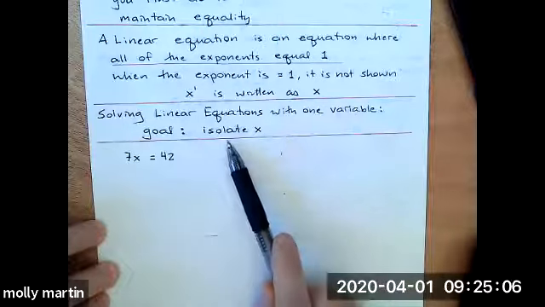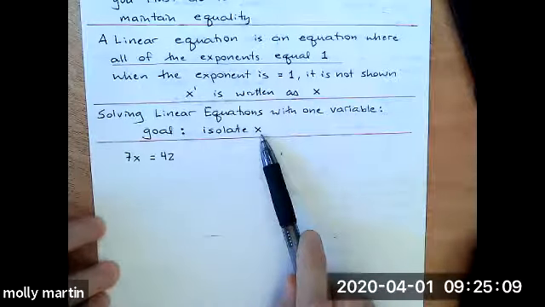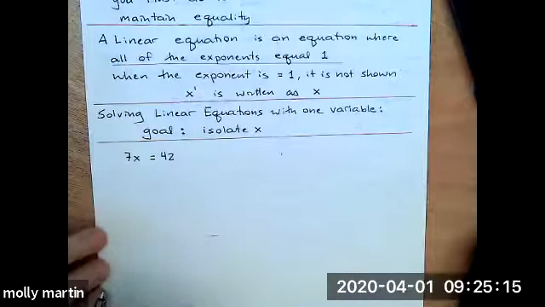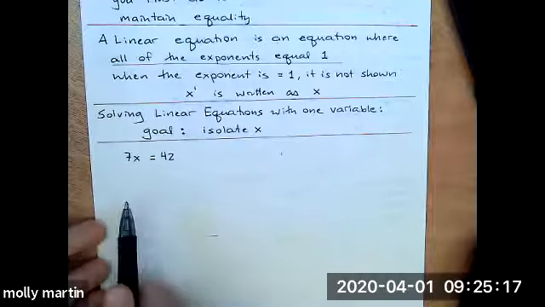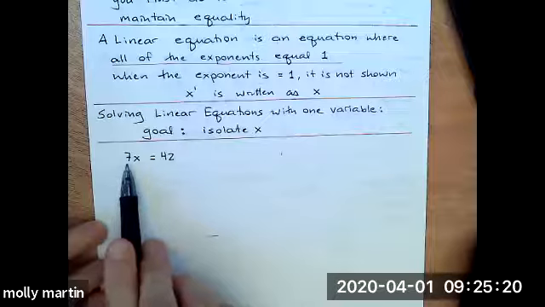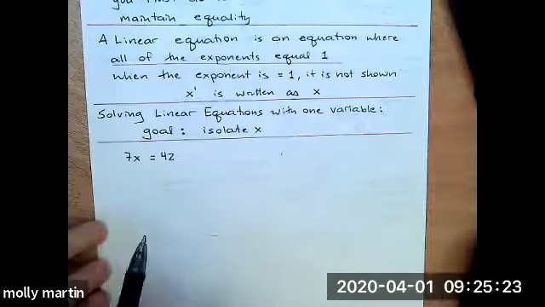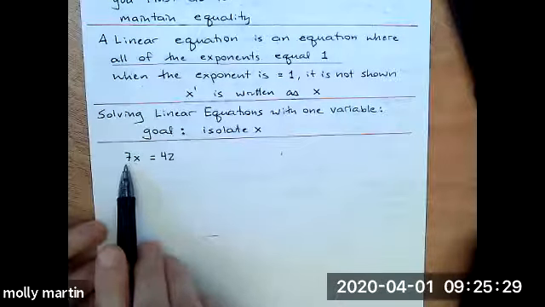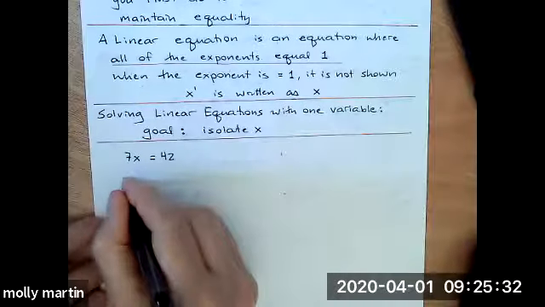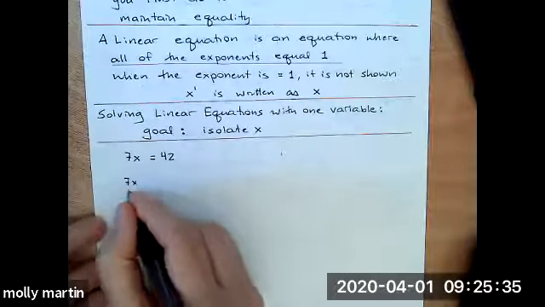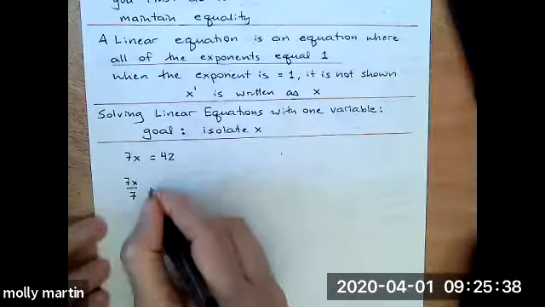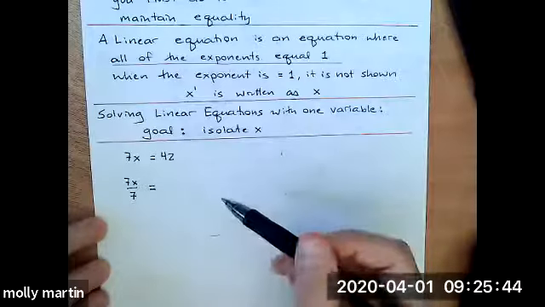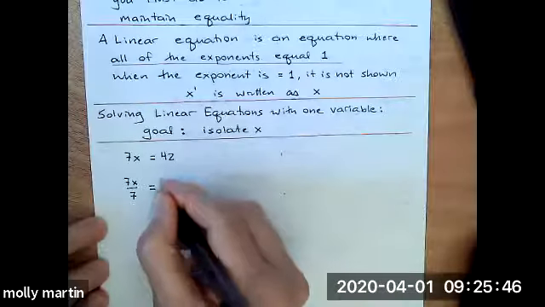Your goal is to isolate x, which means you want x by itself. We will use the opposite operation. What am I talking about? Well, 7 is being multiplied by the x. We will do the opposite of multiplying by 7, which is to divide by 7. So 7 times x divided by 7 equals, and remember, whatever you do to one side of the equation, you must do to the other side of the equation.